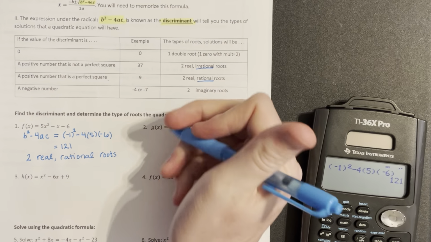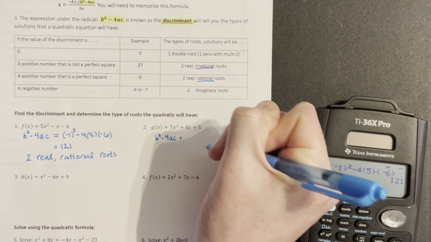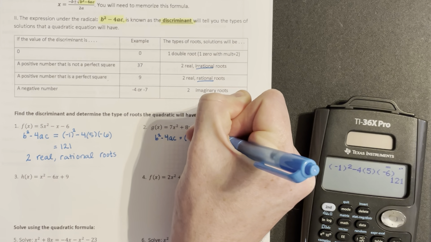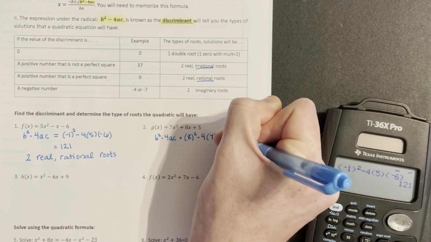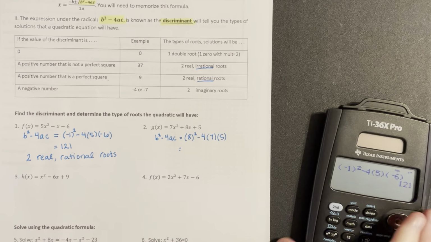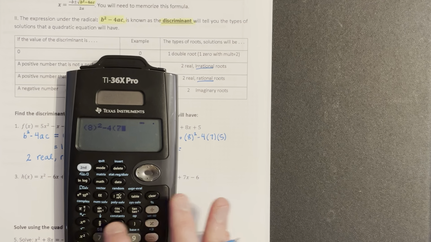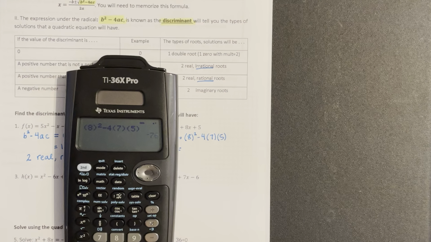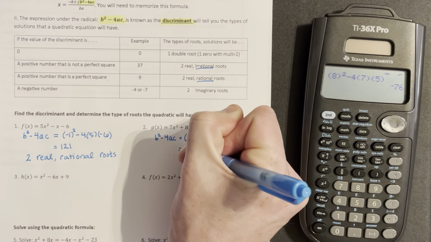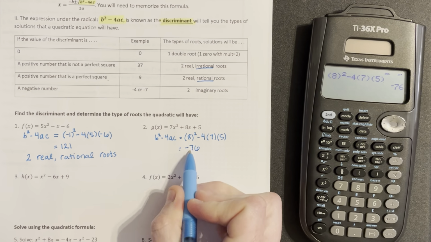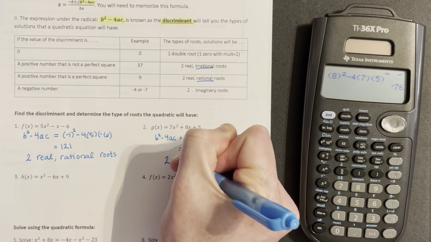For number 2, same situation. We do b squared minus 4ac to get our discriminant. So this would say 8 squared minus 4 times a times c. And we work that out. So 8 squared minus 4 times 7 times 5 is -76. Because we got a negative, that's automatically telling us we have two imaginary roots.